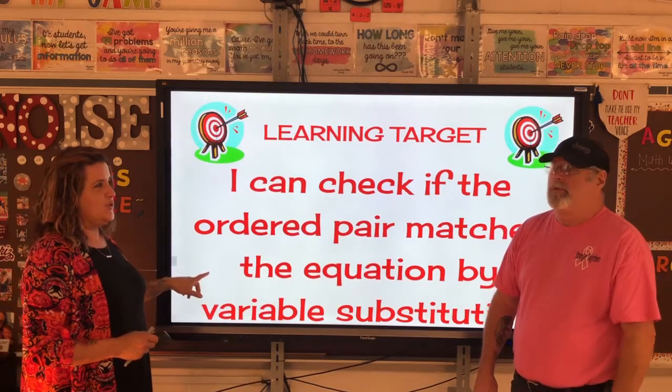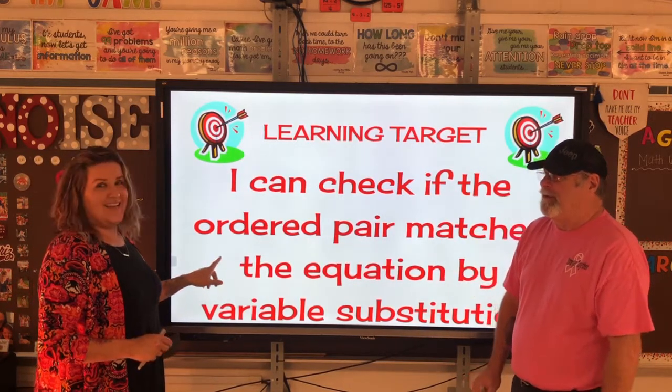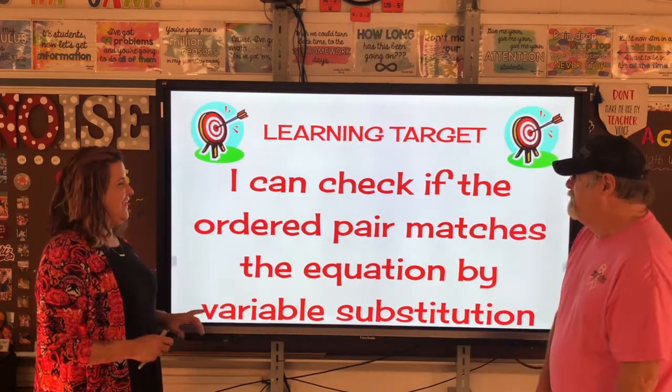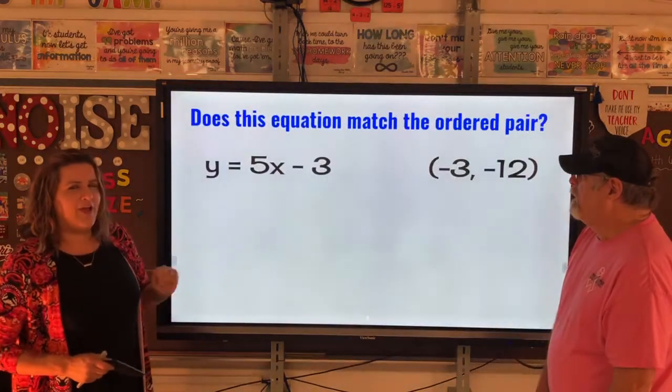Ooh, variable substitution. Ooh, that sounds a little bit like algebra. That does sound like algebra. Good thing we're ready. All right, Mr. Lamb, you take it away on the first example.